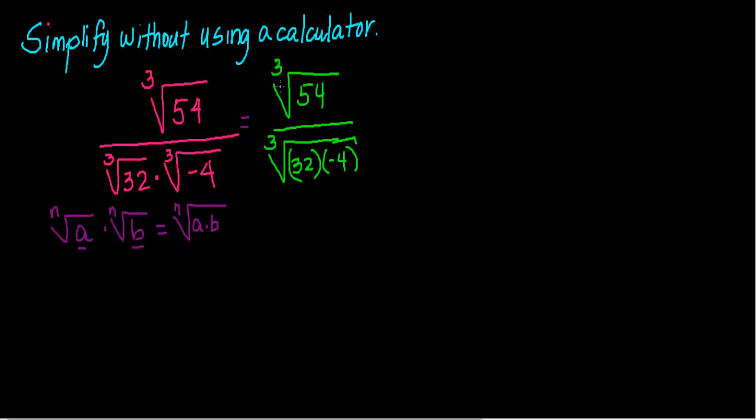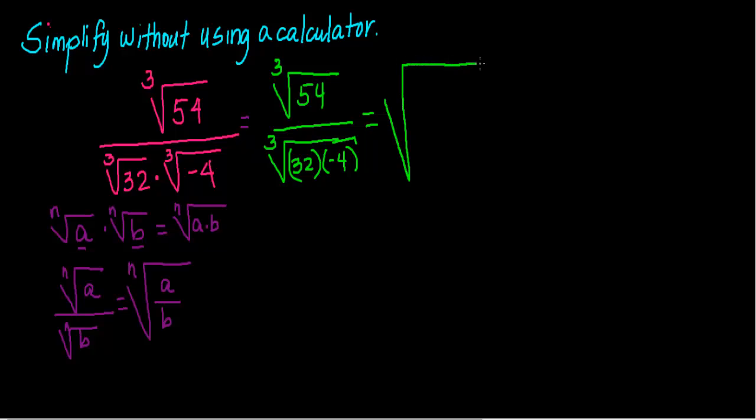And the same thing, we have a property that's the quotient property of radicals that tells me that if I have the nth root of A divided by the nth root of B, then I can join them underneath the same radical. Okay? So I'm going to join these two radicals into one big radical because they have the same root. So this will be 54 over 32 times negative 4.